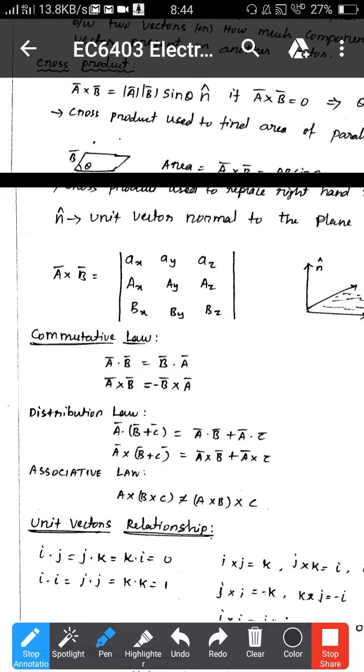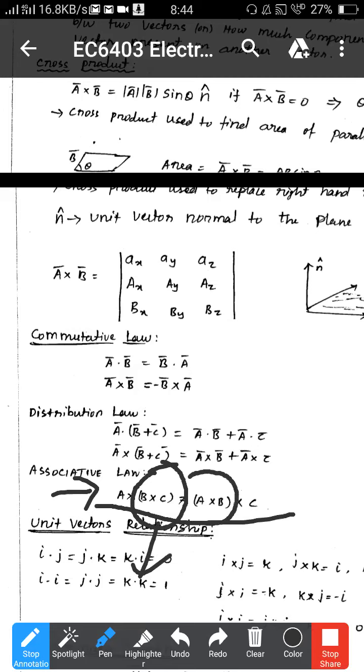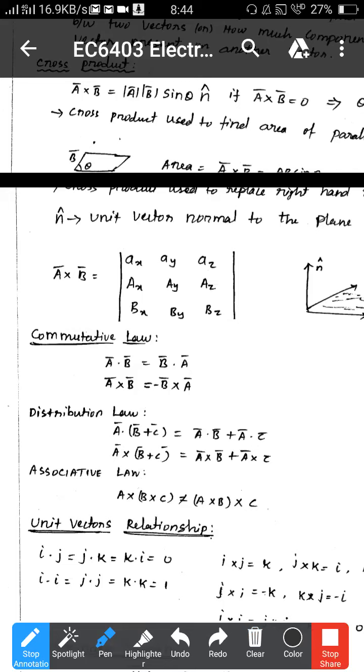So what is meant by associative? Whenever I have a minimum of three variables, suppose in this case only three: first I do the cross product of B and C, then I do the cross product with A, and I get some answer. Or otherwise, first I do A and B, then with C, and I get some other answer. So both are not the same. Please take some vectors A, B, C, take it as an assignment and try to prove this. Take some random three vectors.